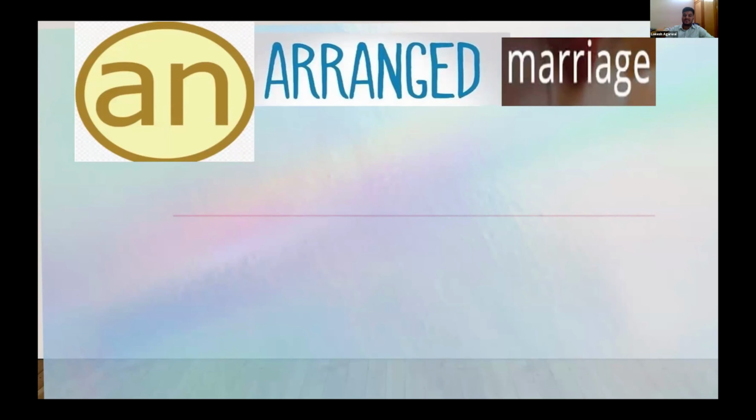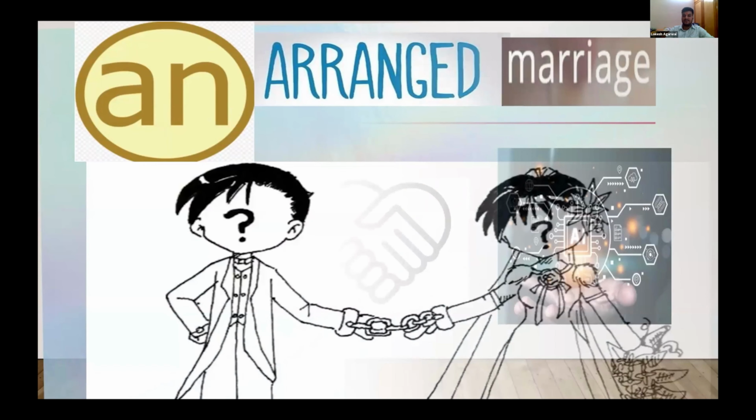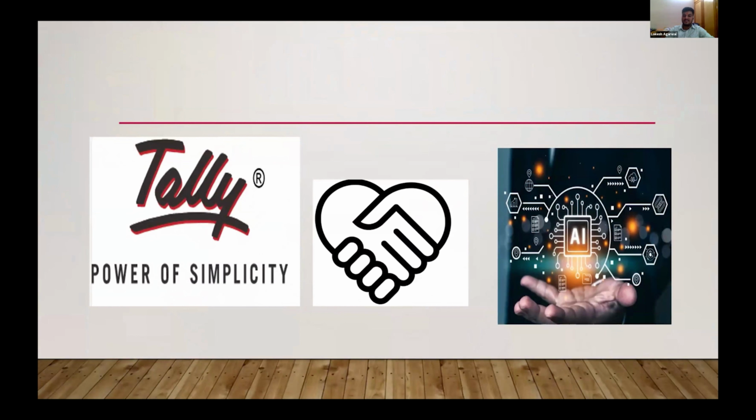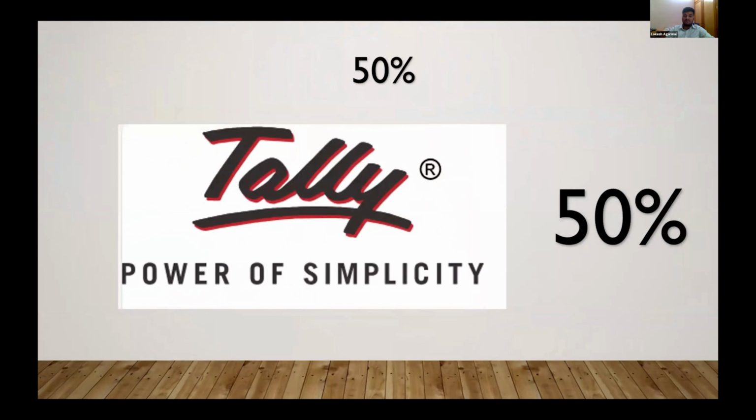So what is the main objective of today? Once again, we will combine two different entities. One entity is Tally and the other is AI. The power of simplicity joining hands with artificial intelligence. Nowadays, most small and medium enterprises have Tally. It is very simple to use and very effective, and their work is done well.